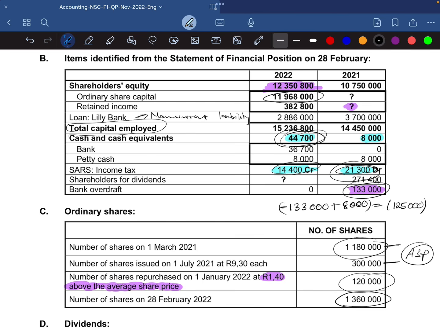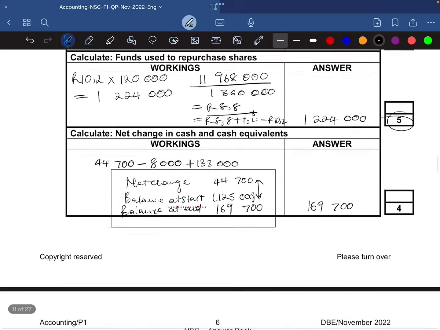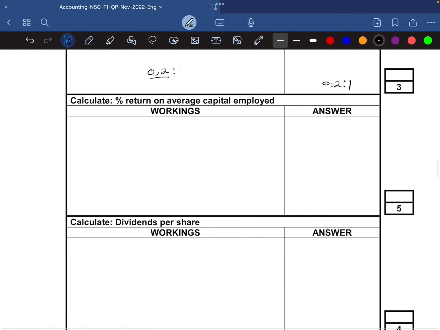It says 15,236,800 was our closing balance for total capital employed. But if you do not know the formula, then this information is really going to be useless to you. So now let's quickly write down the formula. It is supposed to be, excuse me, but I know that under here it's a half over the shareholders' equity.